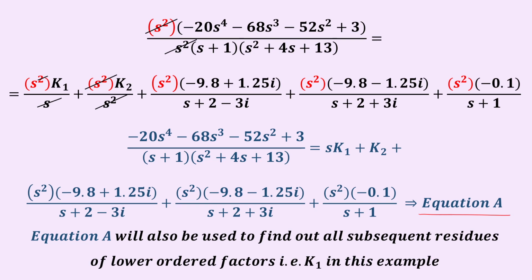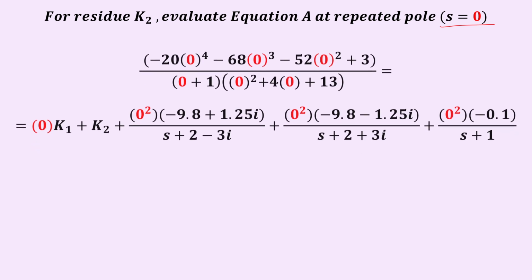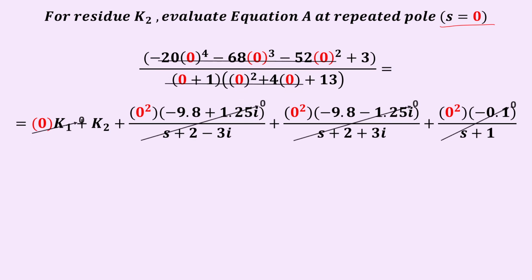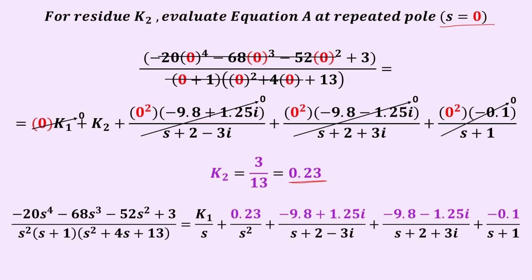of lower order factors. For example, K1: here in this example we have only one lower order factor, which is K1. So for K2 I just have to evaluate equation A at the repeated pole value, which is s equal to 0. Upon evaluation, on the left hand side only K2 will be left, and all other residues will become 0, and this equation will be simplified in the form of K2 as this, and we subsequently get the value of K2 as 0.23. So this will be the resultant equation of partial fraction expansion.